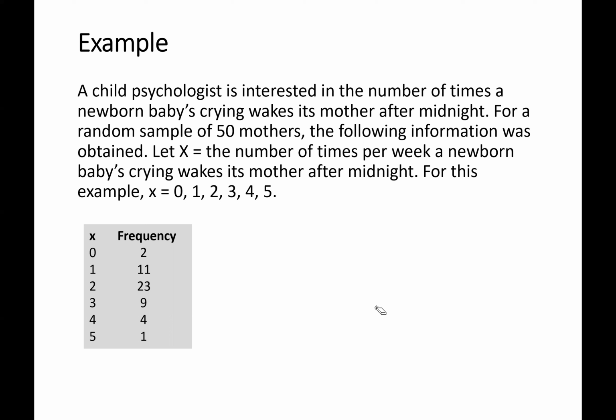Okay, so what does this data represent? A child psychologist is interested in the number of times a newborn baby's crying wakes its mother after midnight. For a random sample of 50 mothers, the following information was obtained. So capital X, our discrete random variable, is going to be the number of times per week a newborn baby's crying wakes its mother after midnight. And the values that this random variable takes on is the number of nights the mother told the psychologist that the baby awoke her after midnight.